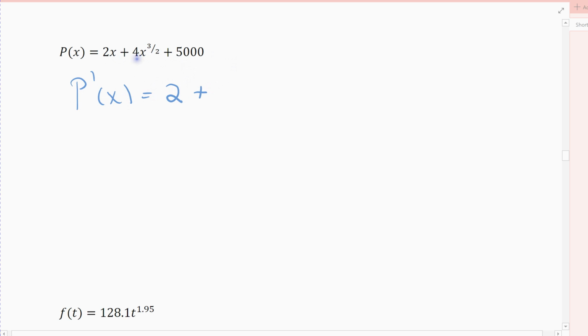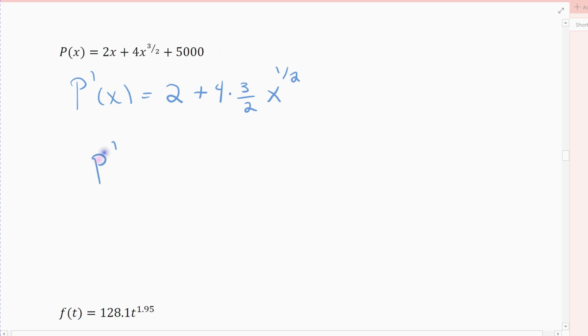plus the 4 is going to come along, but I'm going to multiply my 3 halves by it. And I'm going to write this one out because it's a fraction. Students typically have trouble with fractions. So I'm going to write out 4 times 3 halves, x raised to the 3 halves minus 1. So 3 halves minus 1 is going to leave me with 1 half. All right, and I'll have to clean that up. And the last one's just a constant of 500. Even though it's a big constant, it still zeroes away because it's constant.